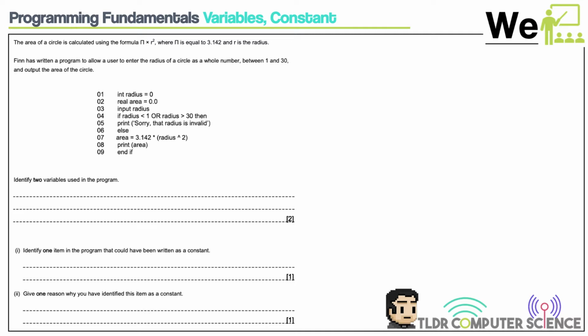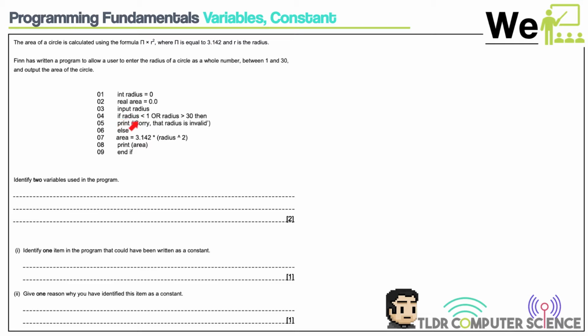Anyway, it's going to set a variable called radius, set it to 0, set area to 0.0. This is going to be a real number. A real number is a number that has decimal places. So integer, whole number. A real number is a number that has decimal places, otherwise sometimes referred to as a floating point number, a float. And then it's going to ask you to input the radius. This would be different to how it's done in Python. In Python, it would be radius equals input, open brackets, close brackets. But it's storing what the radius is going to be.